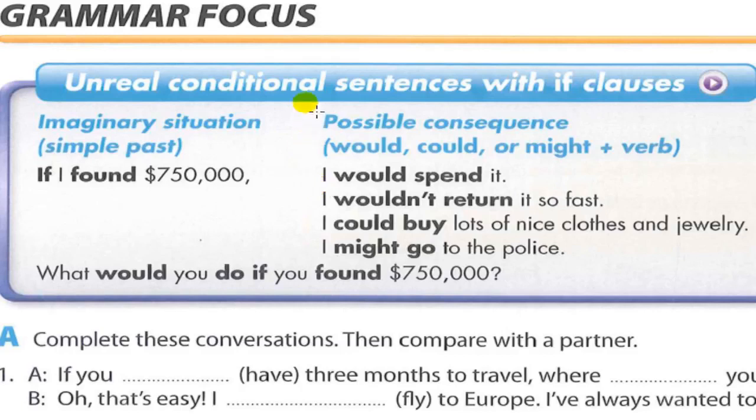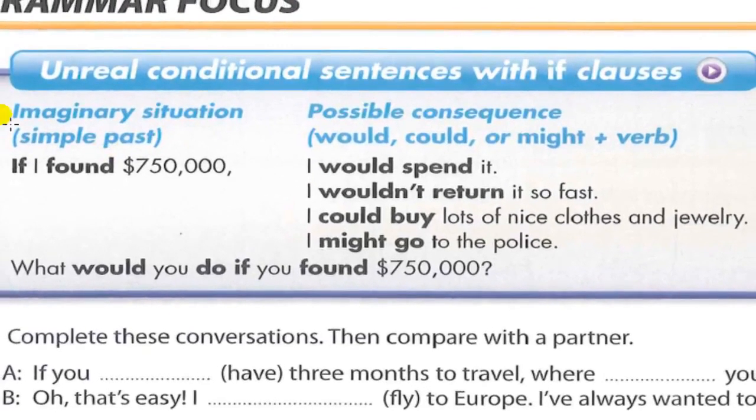Page 101, exercise 3, grammar focus. Unreal conditional sentences with if clauses. Imaginary situation, simple past: if I found $750,000. Possible consequence: would, could, or might plus verb. If I found $750,000, I would spend it. If I found $750,000, I wouldn't return it so fast.